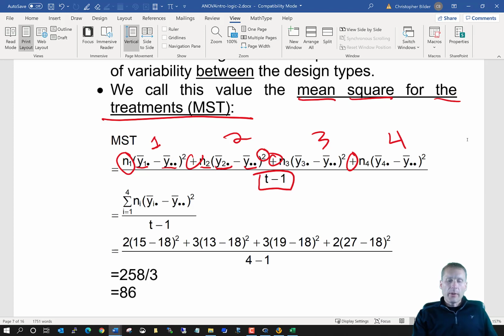Okay. So we can write this in a little bit more compact form then using a summation symbol. And now if you were to plug in all the numbers to where they belong, eventually then do some more math, you get 86. Okay. So why is this called then mean square for treatment? Well, remember how factor levels, at least for us, are the same thing as treatment. So we're looking at how far off are all the treatment means from the overall mean. So that's where that name comes from.